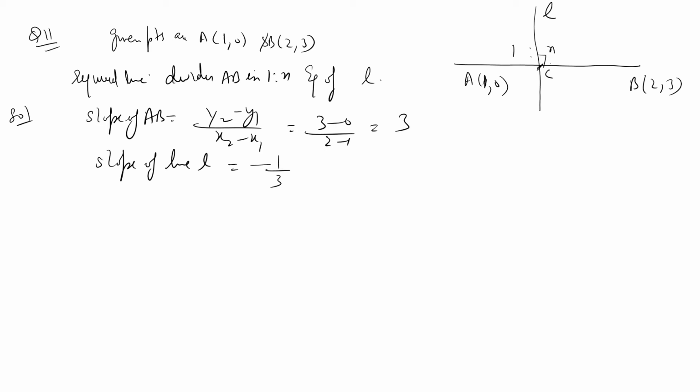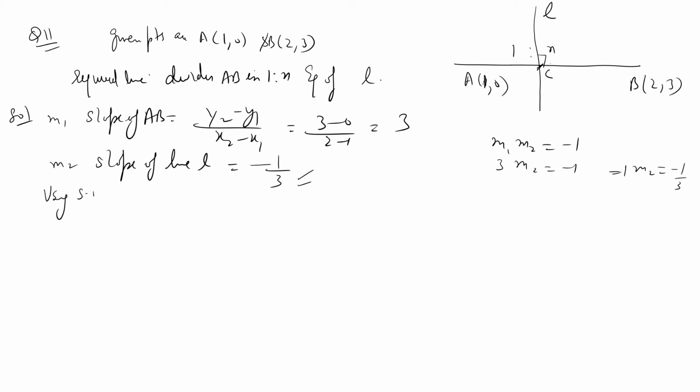-1 upon 3. Again, the condition is that m1 into m2 is equal to -1. So if this is this, -1 implies m2 is -1. Okay, so I got the slope. Now I need to get the point C, and for that I need to apply the section formula.